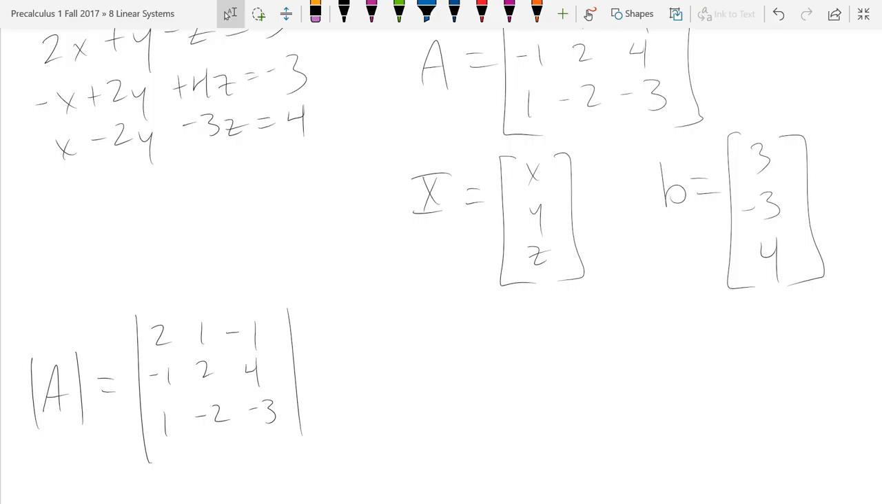Questions, determinant questions? Six. I think the determinant's either 5 or 15. Either 5 or negative 15. Negative 1 times negative 3 is going to be positive 3. Minus 4 equals negative 1.